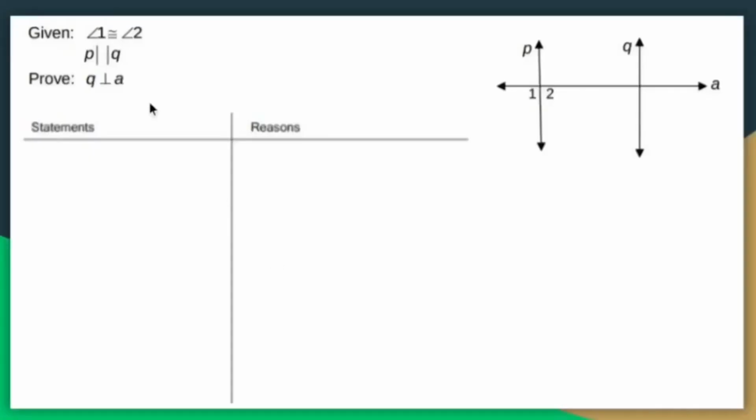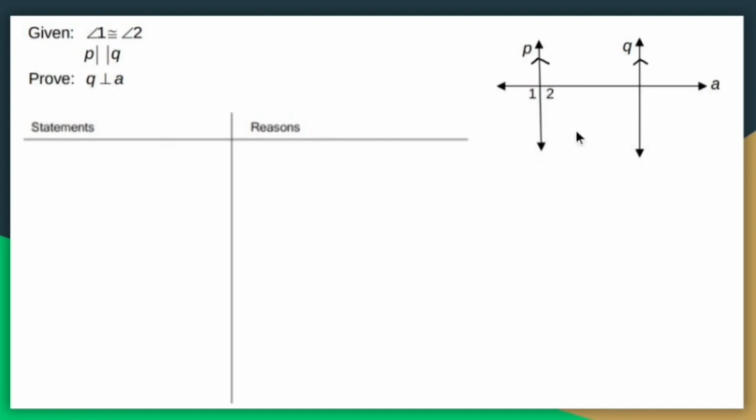All right, we got a 2-column proof. We are given angle 1 and angle 2 are congruent. We're also given P and Q are parallel. I need to show that Q is perpendicular to A. So in order to show that Q is perpendicular to A, I need to show that 1 and 2 are 90 degrees. So this is actually not too bad.